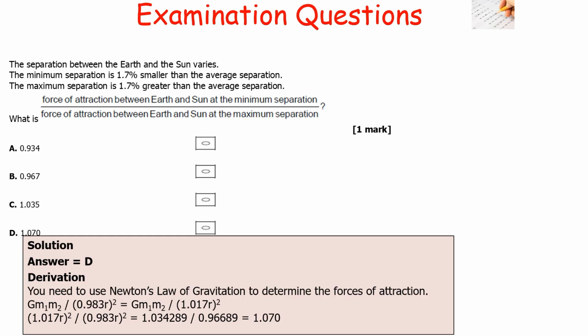So as a result, we can say that at the maximum separation, r is going to be 1.017, and at the minimum, r is going to be 0.983. So what we can therefore do is put 0.983 next to r squared at the minimum, and then 1.017 at the max next to r squared in the maximum. We can then ratio the two, work it through, and we get 1.070.